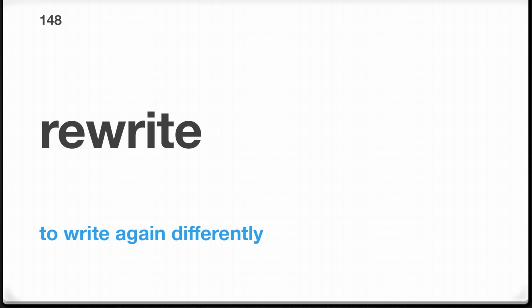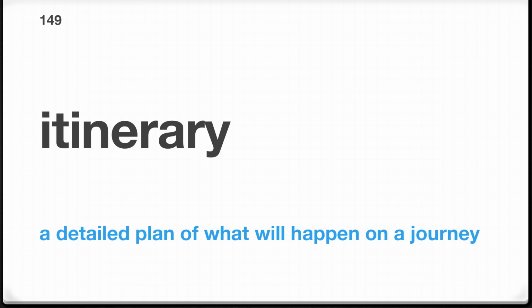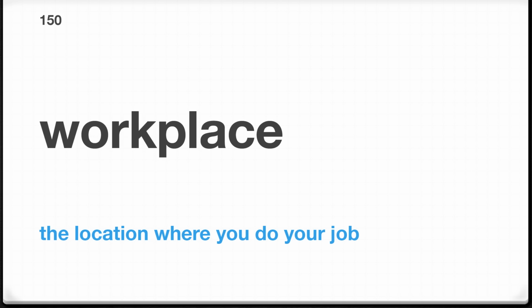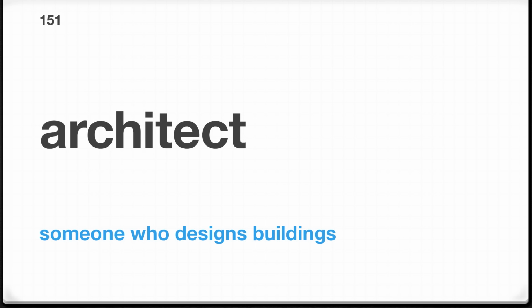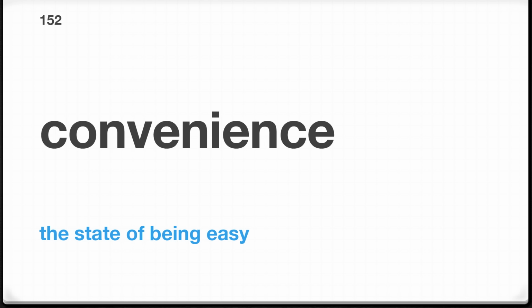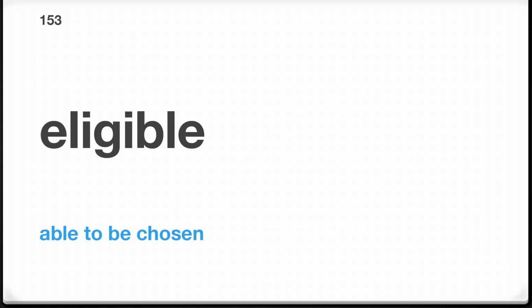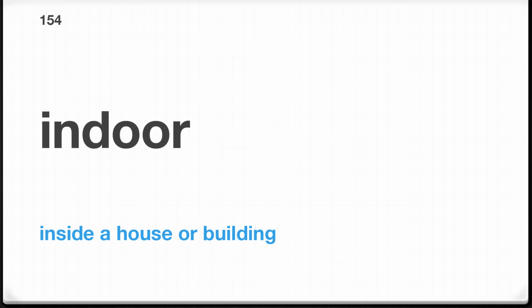To write again differently. Rewrite. A detailed plan of what will happen on a journey. Itinerary. The location where you do your job. Workplace. Someone who designs buildings. Architect. The state of being easy. Convenience. Able to be chosen. Eligible. Inside a house or building. Indoor.